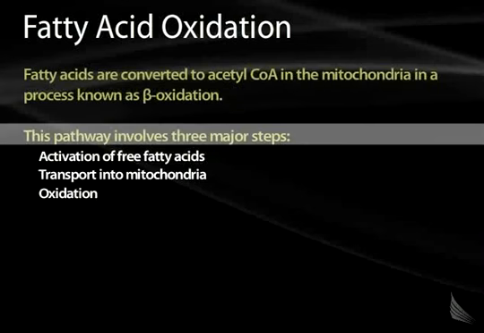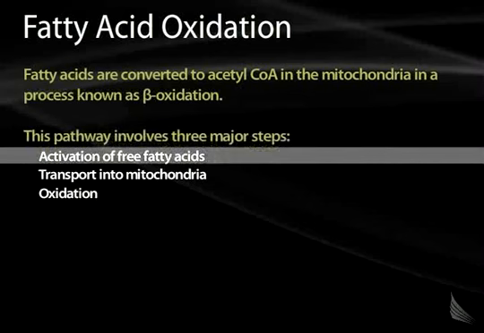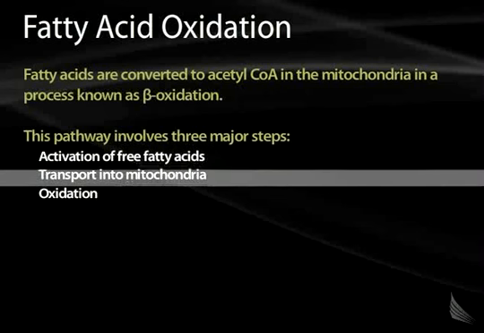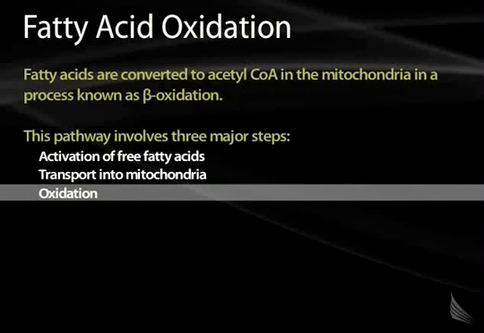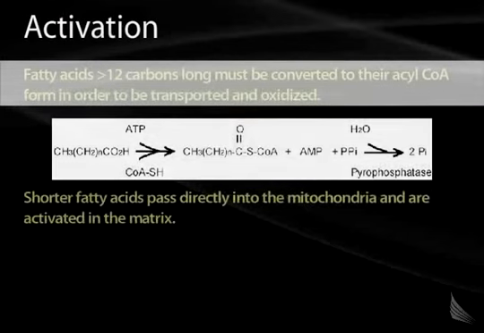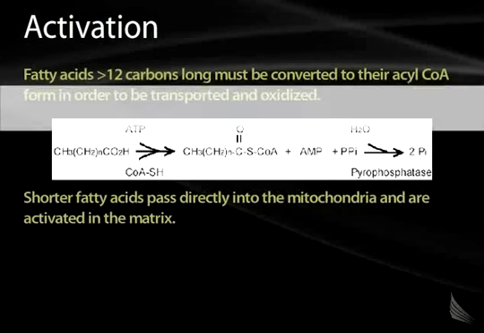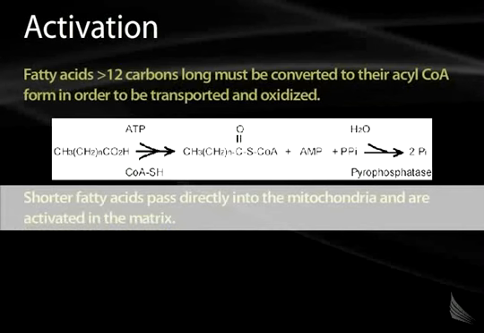And this pathway involves three major steps. First of all, you have to take a free fatty acid and activate it by converting it to a molecule of fatty acyl-CoA. Then those fatty acyl-CoAs have to be transported into the mitochondria where they can be oxidized. Fatty acids longer than 12 carbons long have to be converted to their acyl-CoA form in order to be transported and oxidized. Fatty acids that are less than 12 carbons long can pass directly into the mitochondria through the membranes, and they're activated in the mitochondrial matrix.